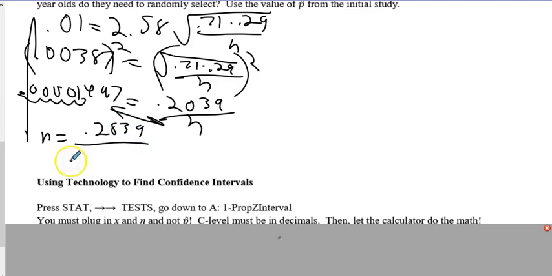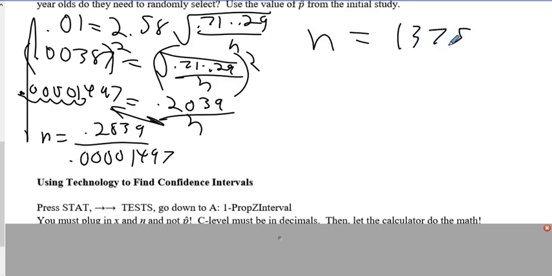0.2039 divided by 0.00001497. And that gives me an n of 1,375 students.